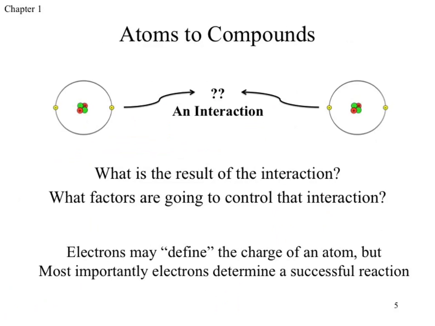So with our electrons, we're going to move up from just defining the charge on our atom to really determining if our reaction can occur. How do those electrons shift around? That's going to determine our system.